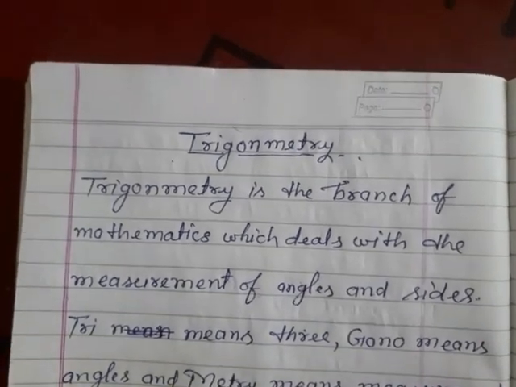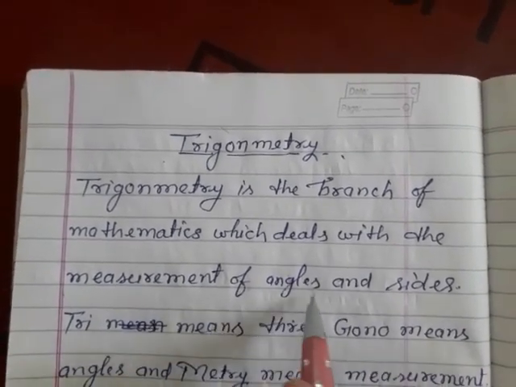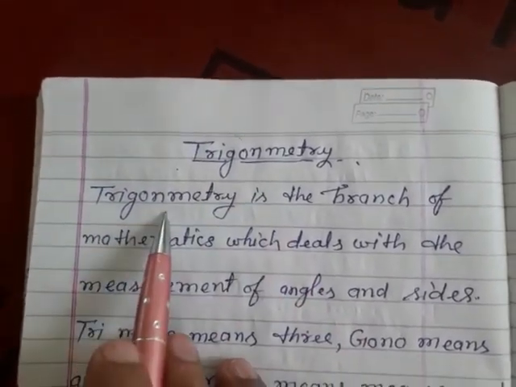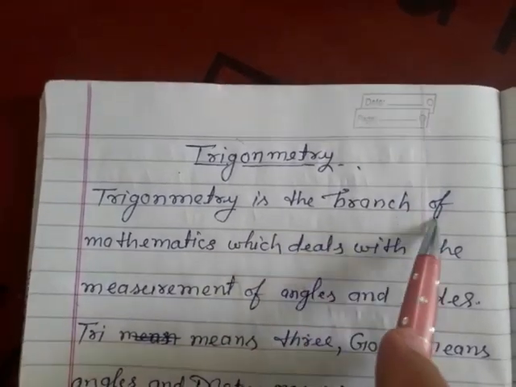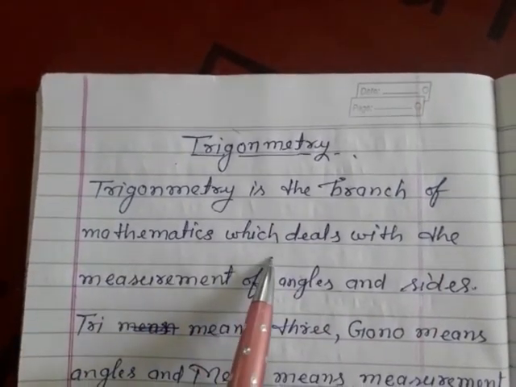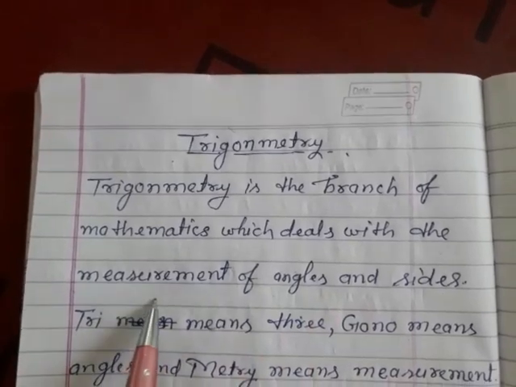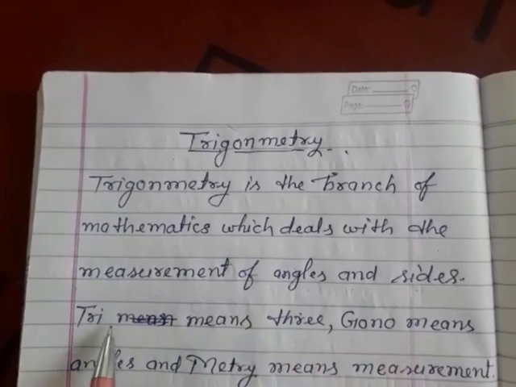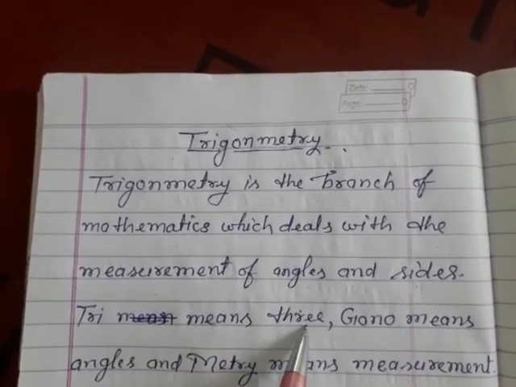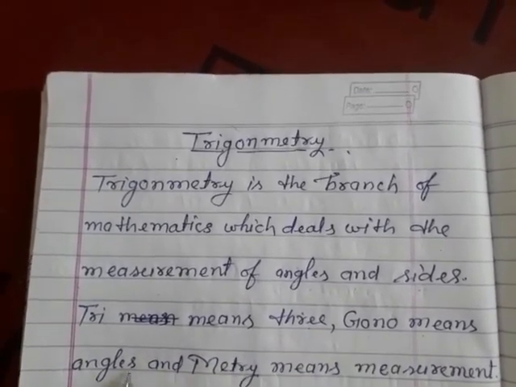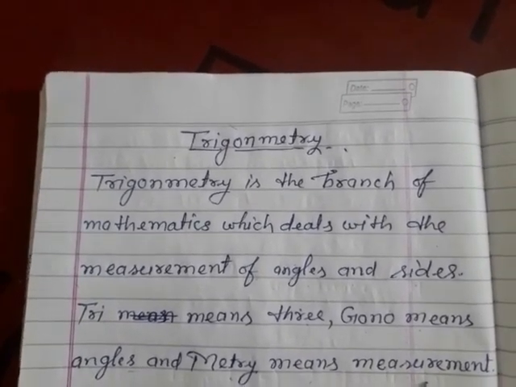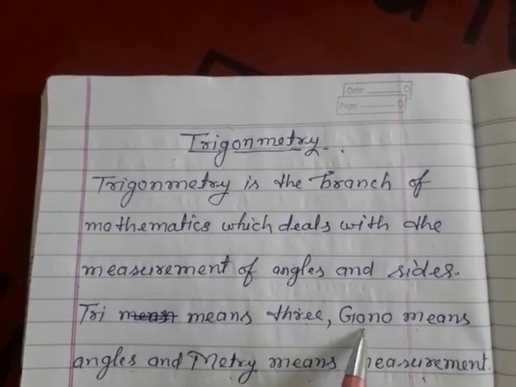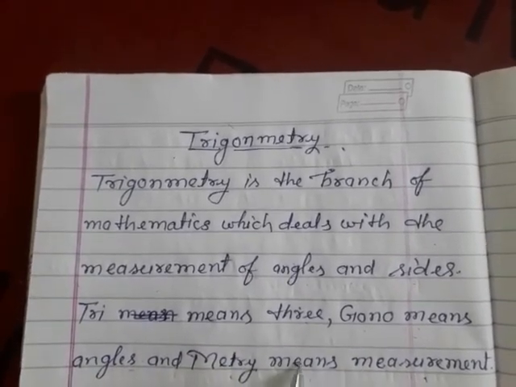Today we start a very important chapter of class 10th, trigonometry. What is trigonometry? Trigonometry is the branch of mathematics which deals with the measurement of angles and sides. Here, tri means 3, gono means angle, and metry means measurement. Clear?